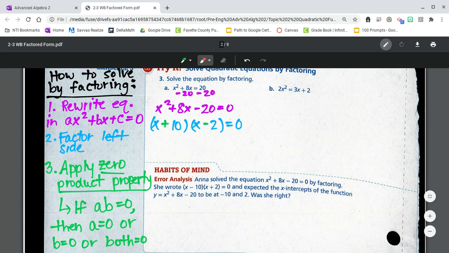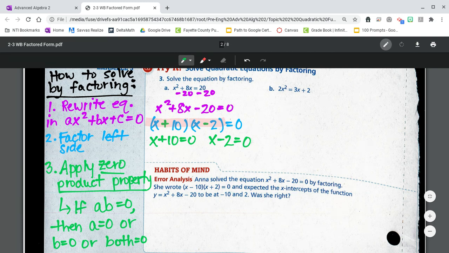And right now, I have a binomial times another binomial saying that it's equaling 0. So either x plus 10 equals 0 or x minus 2 equals 0 or both. And so we're going to act like it could be both, because I'm trying to find all possible answers here.